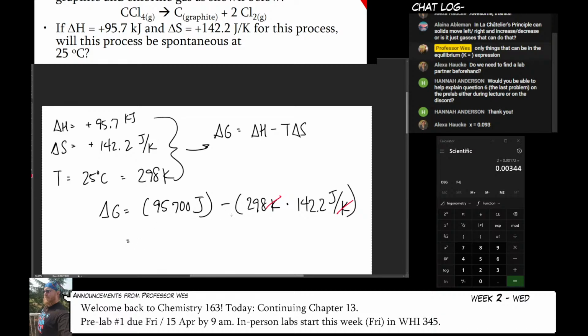And so I have 95,700 joules minus 298 times 144.2 joules. So the end result I'm going to get is in joules. Let's see what my calculation is. So 95,700 minus 298 times 142.2. And so I get this. I'm assuming this is the last sig fig, so this is going to be my result. Or positive 53.3 kilojoules.